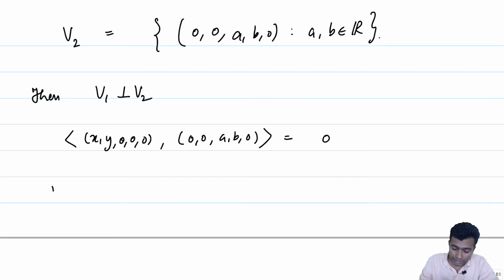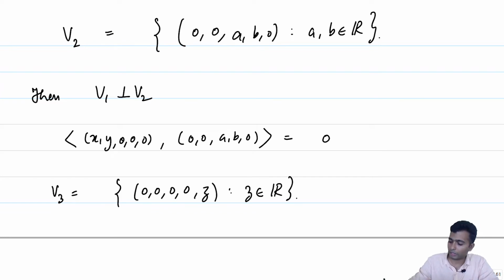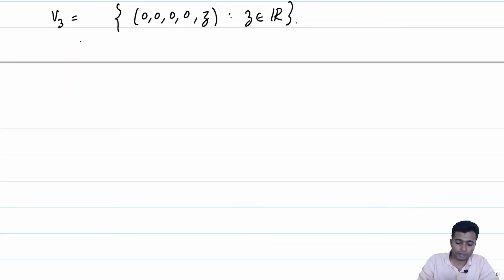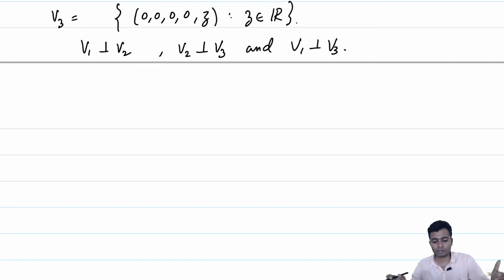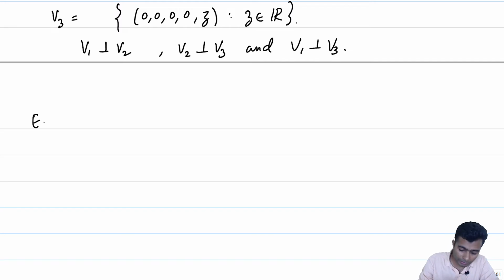If you look at V3 which is (0, 0, 0, 0, z), where z is in R, then you can check that V1 is orthogonal to V2, V2 is orthogonal to V3, and V1 is orthogonal to V3. So, all these are orthogonal subspaces.